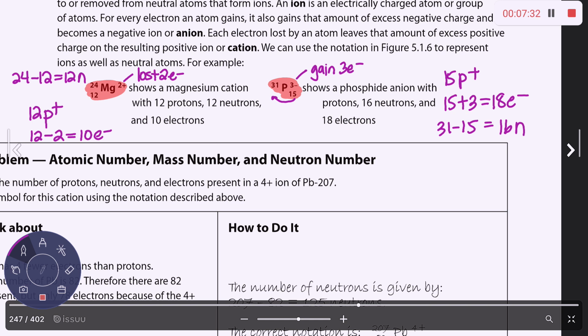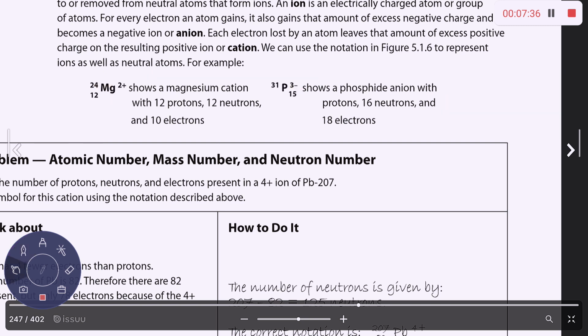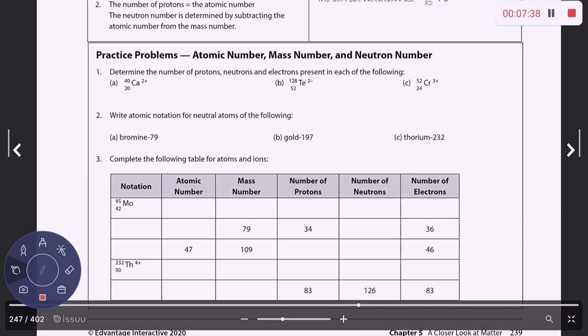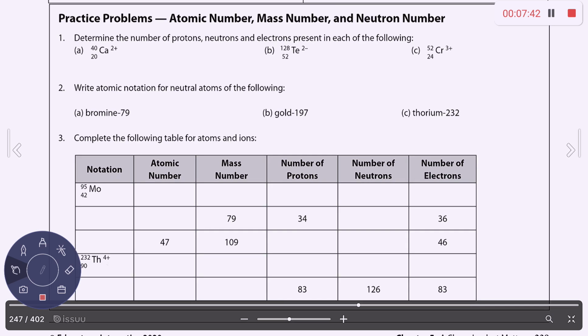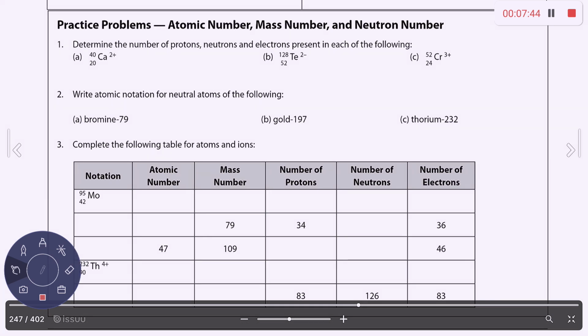Okay, let's do some practice then. If you take a look at the bottom of this page, they've given us a few practice problems. So I want you to do number 1, and then let me do number 2 with you because this one we haven't done yet. And then you guys can fill in the table for number 3.